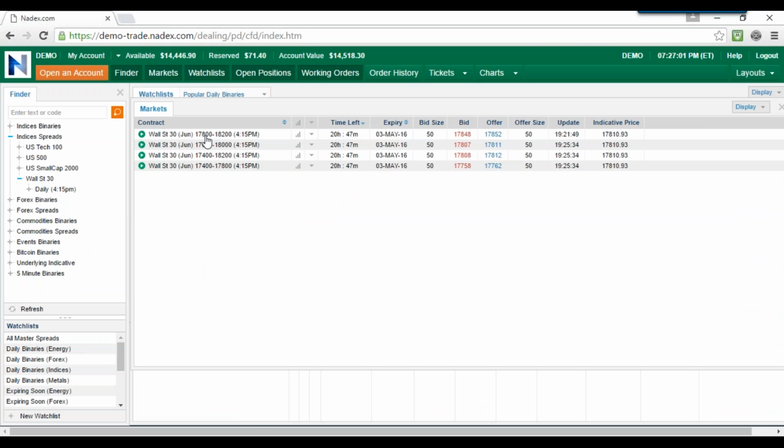17.8, right? And the market's at 17.810. So just because we enter the spread when the market's at 17.810, does that mean we only have 10 ticks of risk? What are we looking at here? What can I buy that spread for right now? I buy it for 17.852.